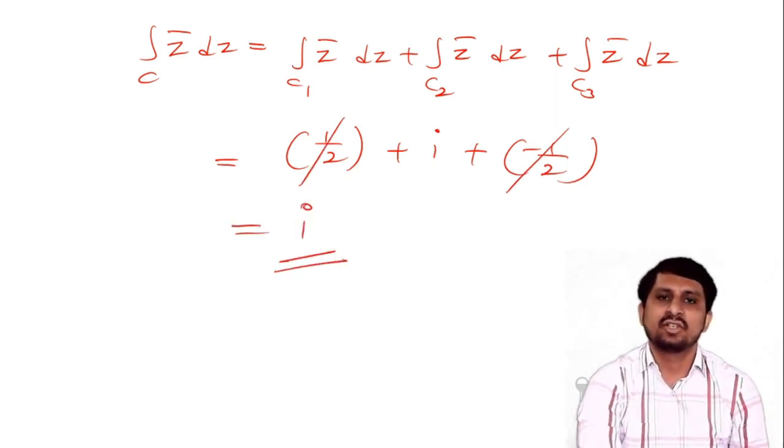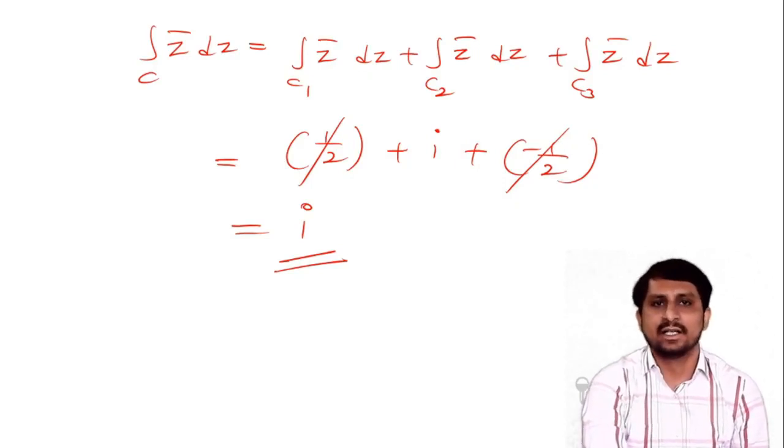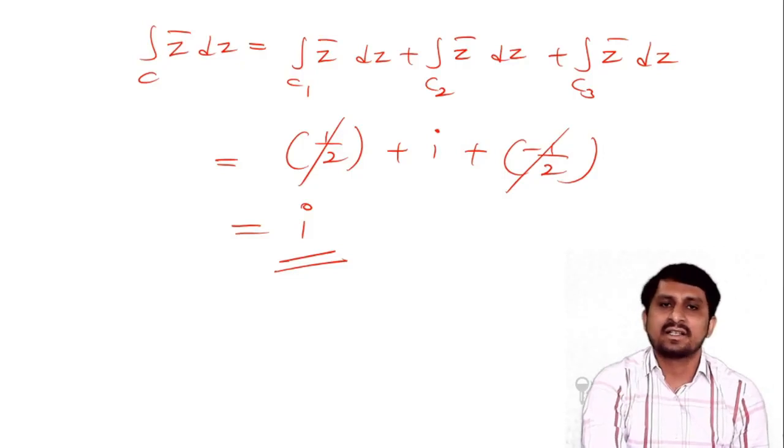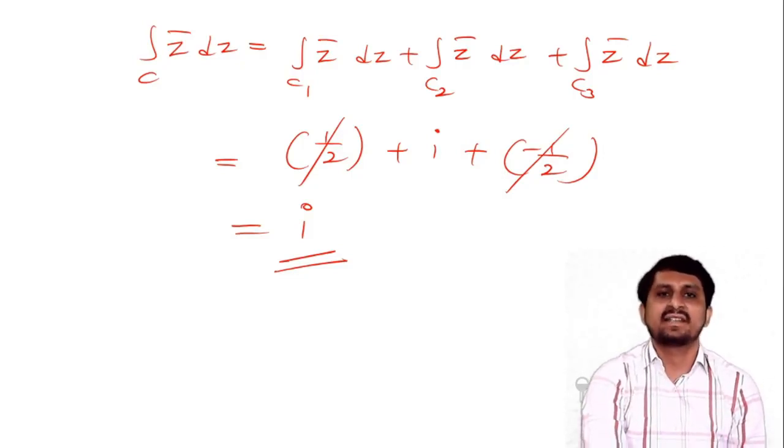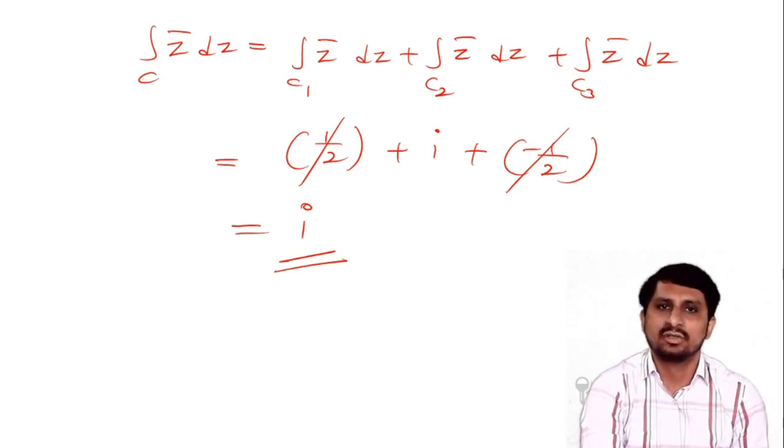So we solved an example for a triangle, in which f(z) is z bar and the vertices of the triangle are (0, 0), (1, 0) and (0, 1). So this is how to solve a complex integration if C is a triangle. That is our today's example.